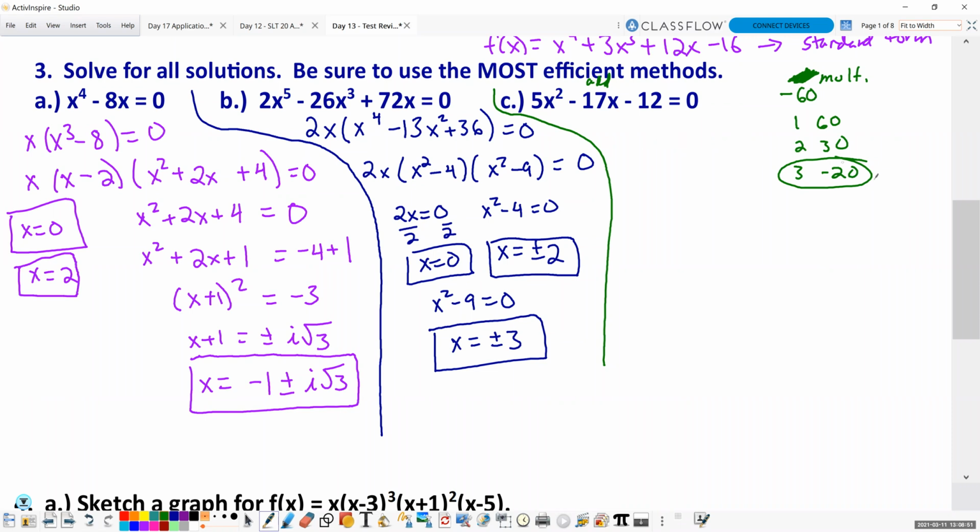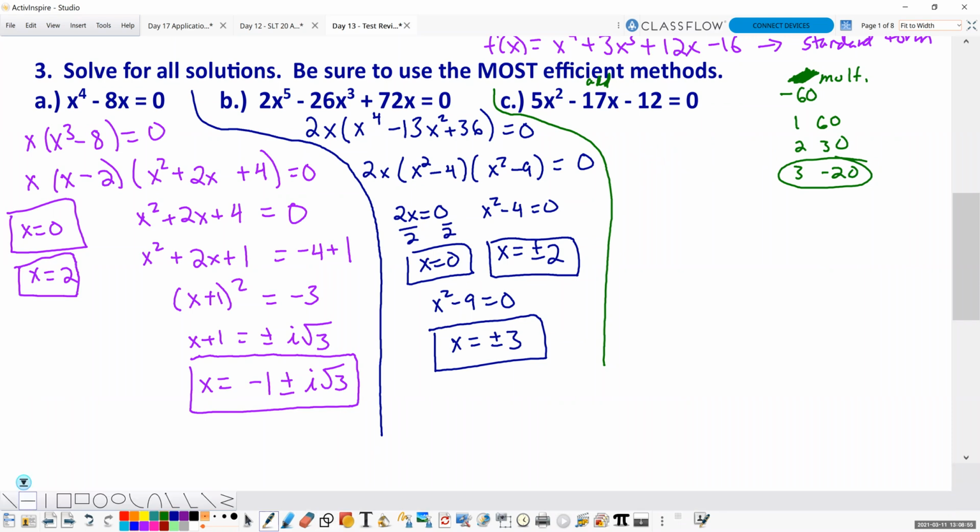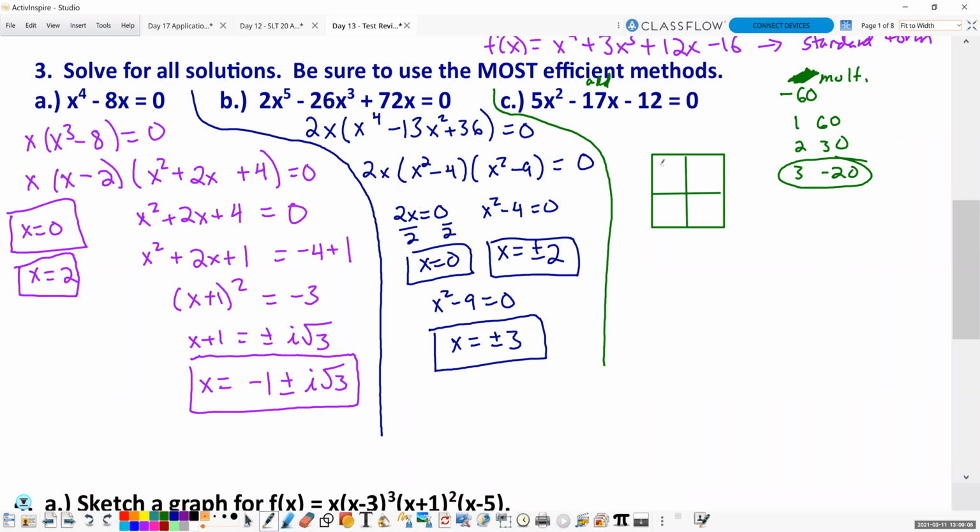Yesterday, I did a problem like this using split the middle, and so today I'm going to use the box method. So if I use the box method to factor this, in the top left box goes 5x squared. Then I'm going to put the 3x and the negative 20x and then the negative 12. Remember, the negative 17 is represented by 3 minus 20.